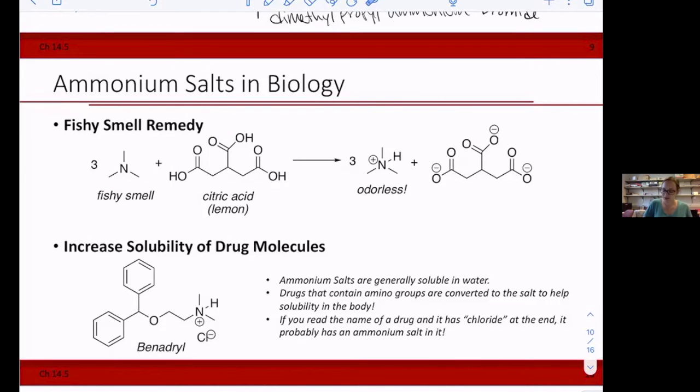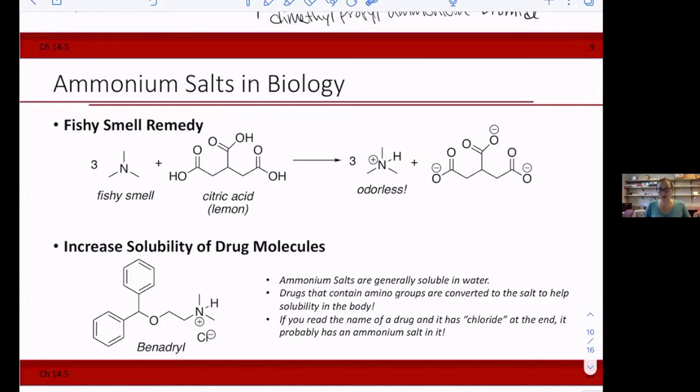So you're turning that amine into an ammonium ion, and that ammonium ion is then odorless, so we can't smell it anymore. So it gets rid of that fishy smell and taste in your food. So that's one use of these reactions that we're learning in real life, whenever you eat fish.